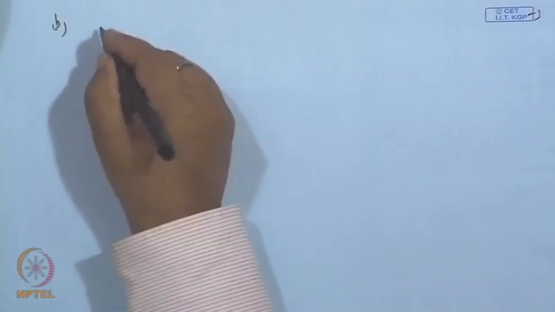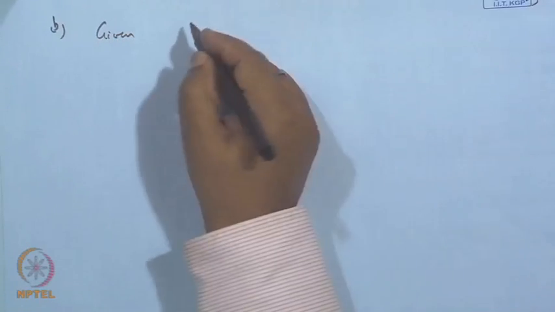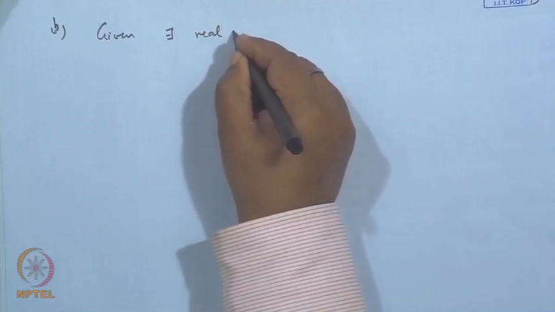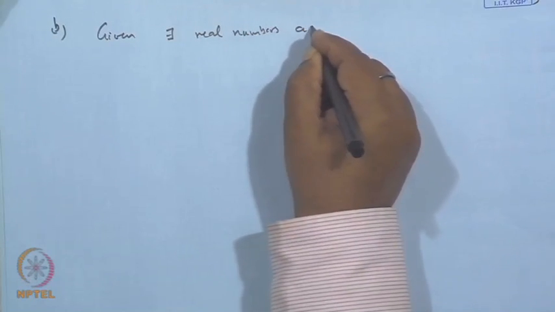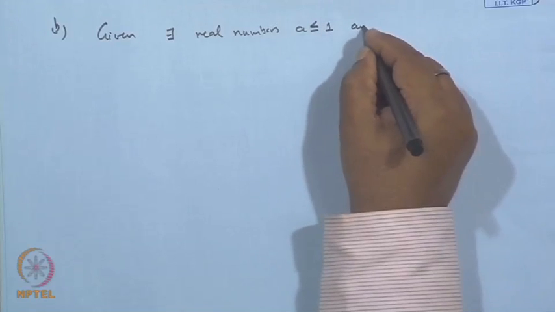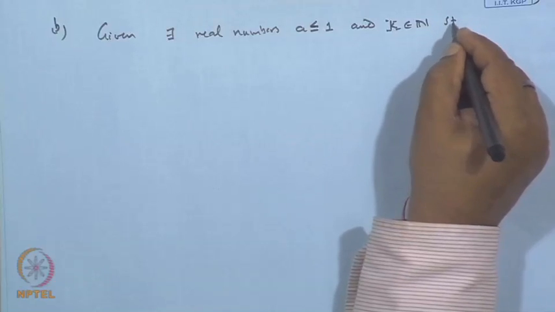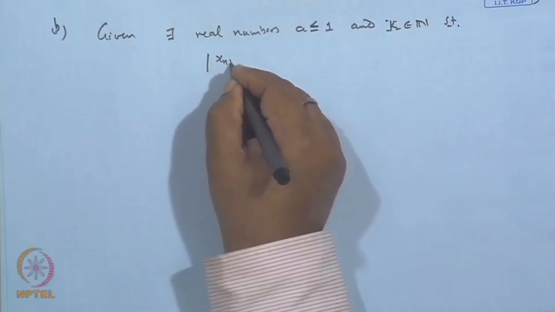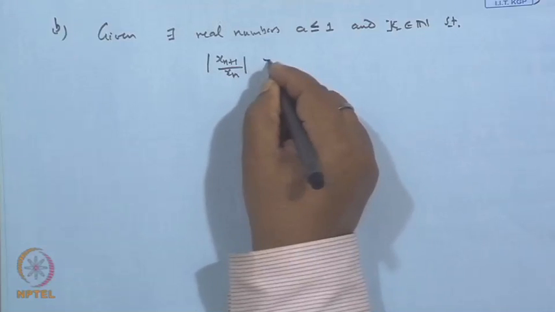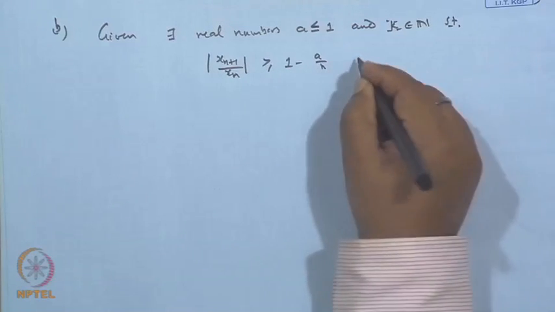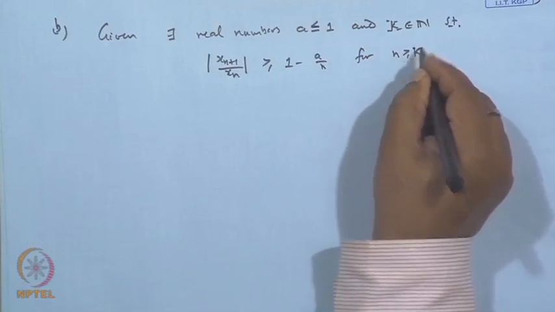Proof for part B. Now, in this case, we are given this relation: that there exist real numbers a less than or equal to 1 and k a positive integer such that mod of x n plus 1 by x n is greater than or equal to 1 minus a by n for all n greater than or equal to k.